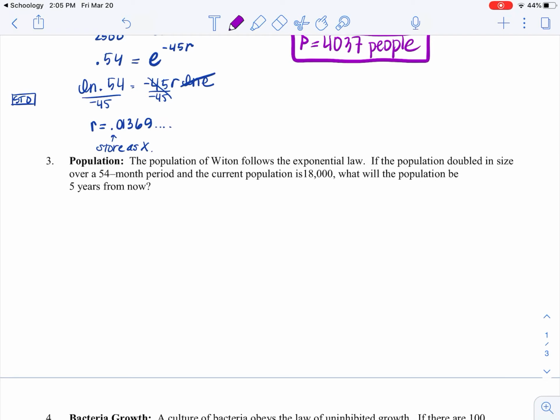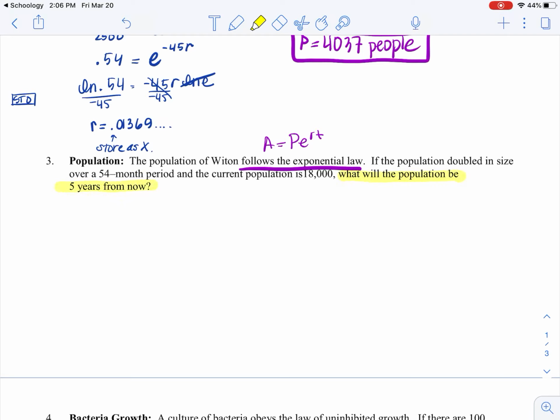All right, next two right here, very similar. This one is also about population. It says the population of Witten follows the exponential law. That just means use PERT. If the population doubled in size over a 54-month period and the current population is 18,000, what will the population be 5 years from now?